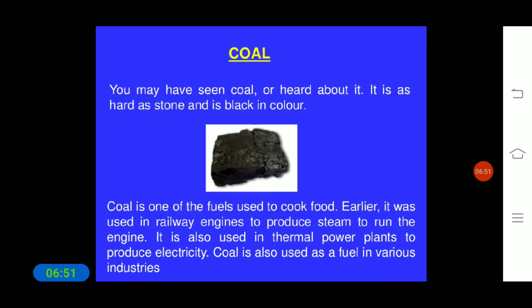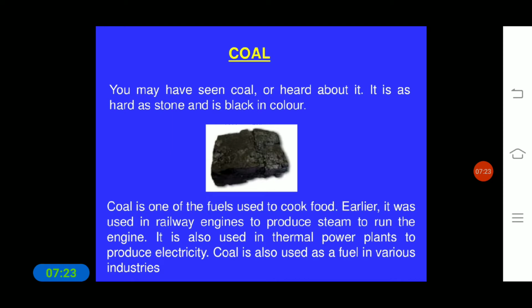So now let us discuss one of the non-renewable resources, that is an exhaustible resource. What is it? Coal. So children, you may have seen coal or heard about it. It is as hard as stone and is black in color.